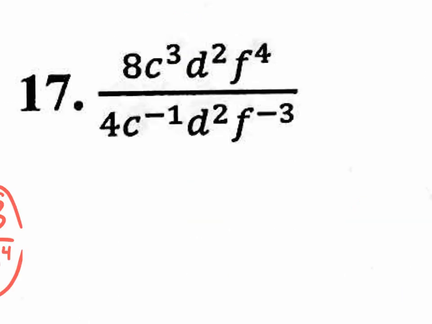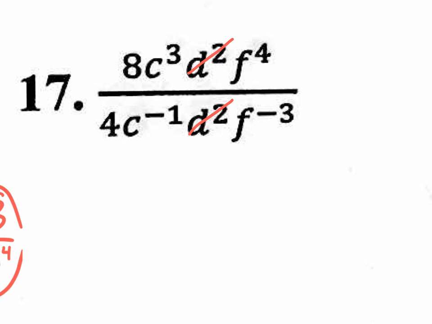Number 17, fun stuff. Again, you could cancel things out. d to the second up on top cancels with d to the second on the bottom. There's no more d's left. The d's are totally gone. Okay, and now after this, we could move things around.